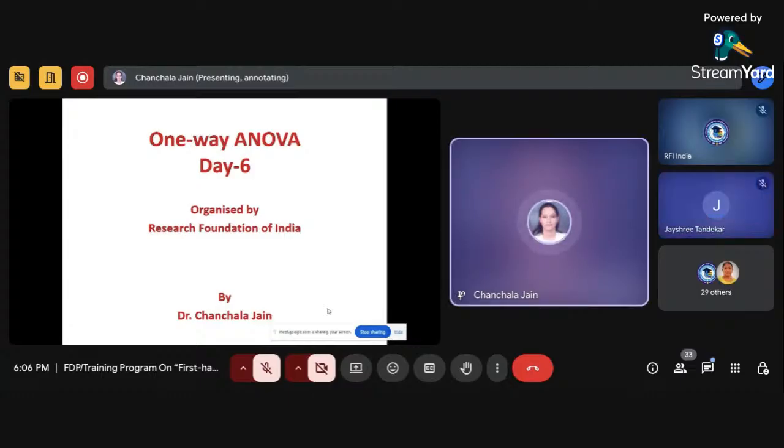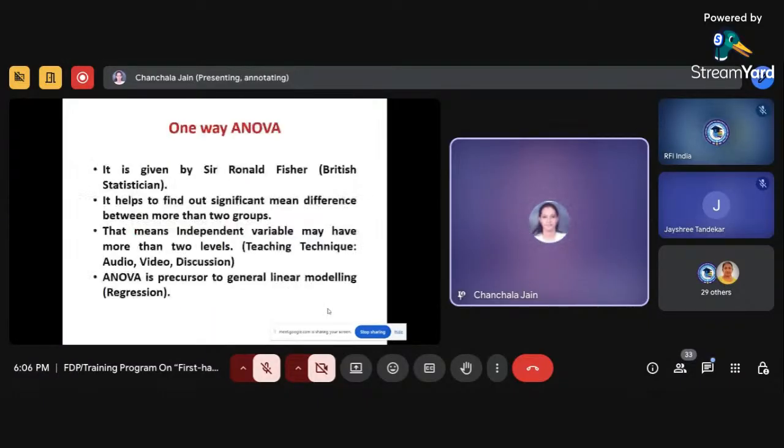So we are talking about analysis of variance. Today we will talk about one-way ANOVA. ANOVA is again a kind of parametric test, given by Sir Ronald Fisher, the British statistician. If you have applied ANOVA previously, you know we represent it by the capital letter F, which comes from the name of Sir Ronald Fisher. On the basis of his name, we use the F statistic.